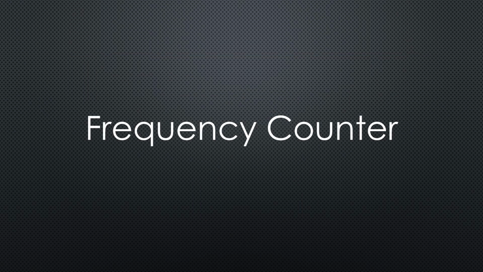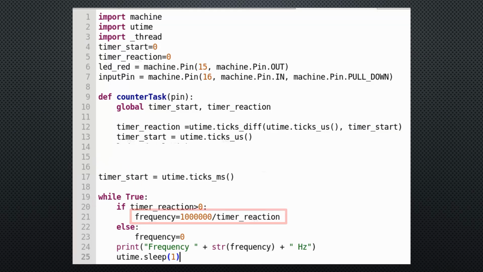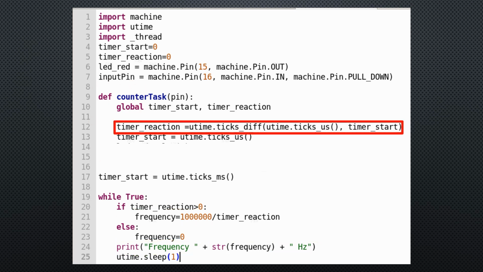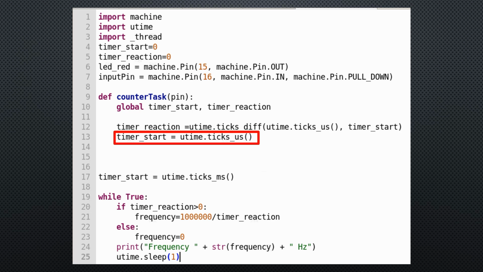We will create a frequency counter using an interrupt. The main loop calculates the frequency from time and sends it to the console. The counter function has two steps. It measures the elapsed time from the last call and stores the current time to be used for the next call. To be fast, all times are measured in microseconds.